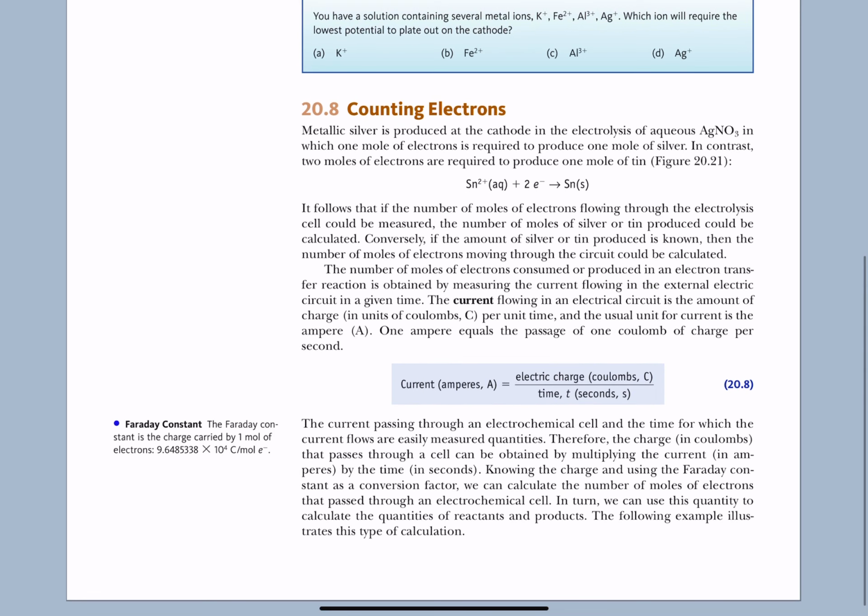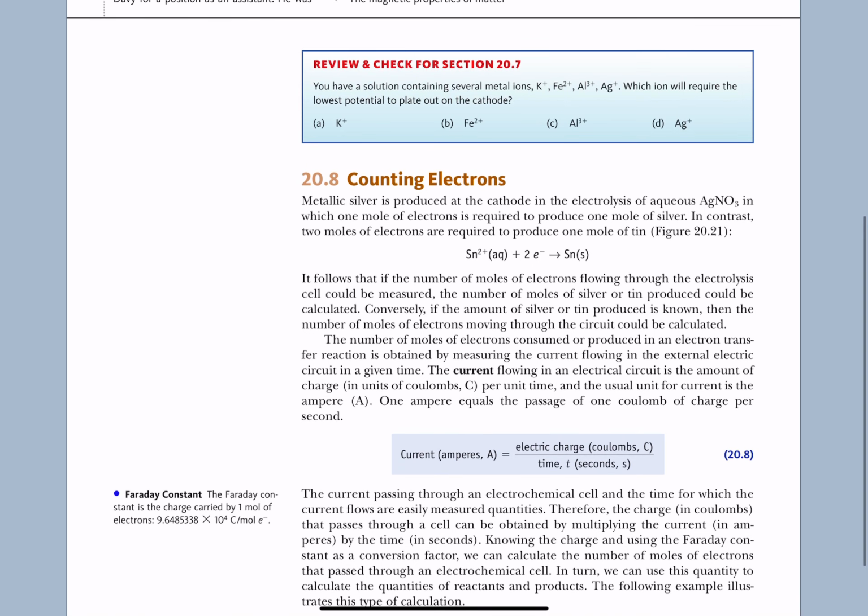All right, the last topic, counting electrons. Electrical current can be defined as charge per second, equation 20.8. This is actually more of a definition. Just like the current of the Mississippi River down in front of the arch would be the quantity of water per period of time, electrical current is the quantity of charge per period of time going through a wire.